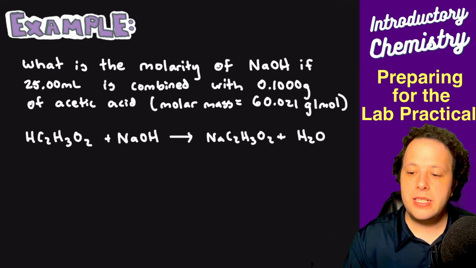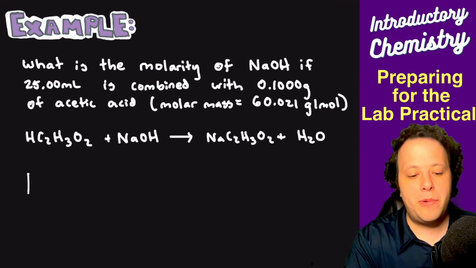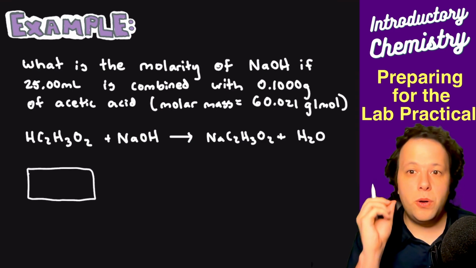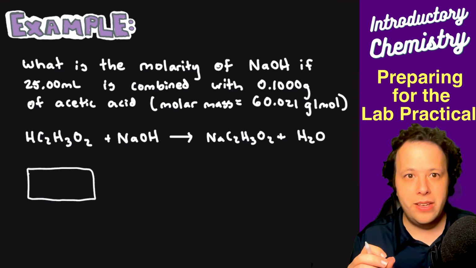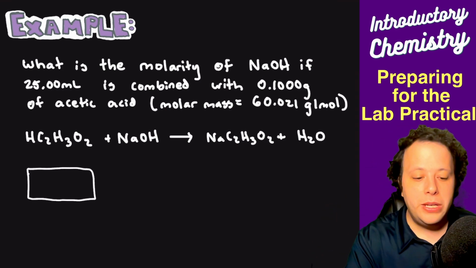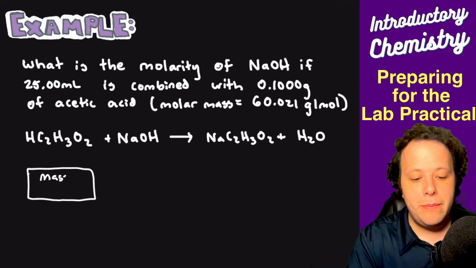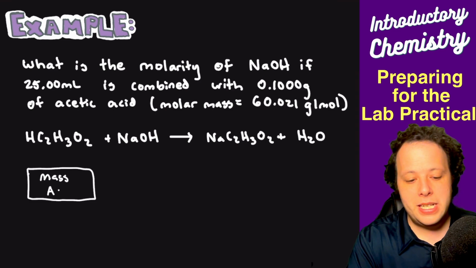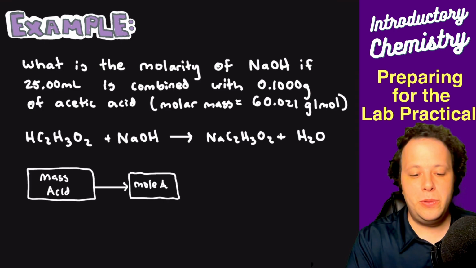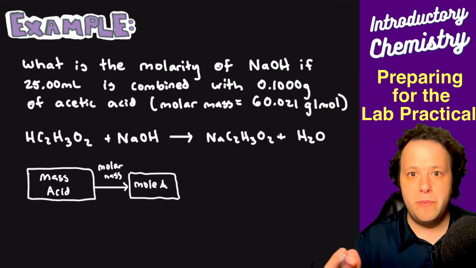With these, the big thing is you've got to be able to remember your mole maps. So the first thing you ask yourself is, which one can I get to moles with? Can I do it with a mass or with a volume? The only one that you actually can is a mass. So if I have a mass of, let's say, an acid in this case, the way that we can convert that to moles is using the molar mass. So if I have molar mass, which we were given, we can convert from mass to moles.